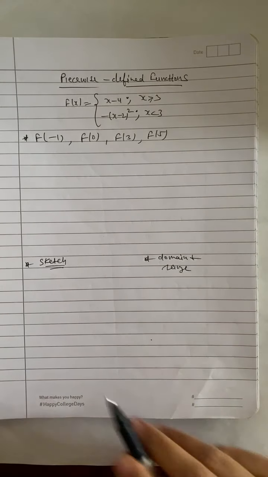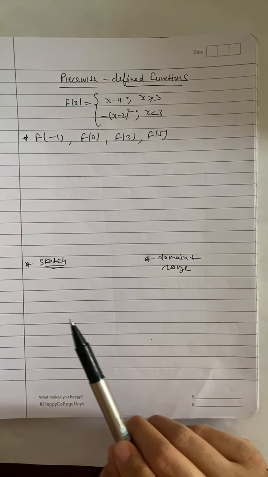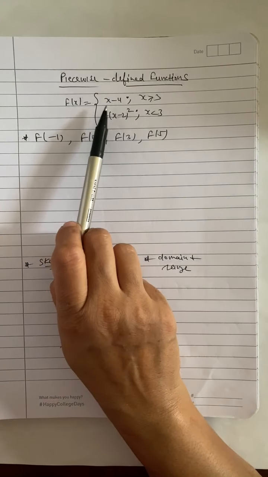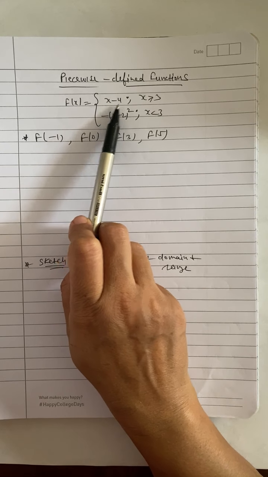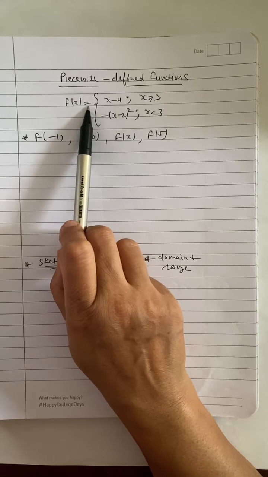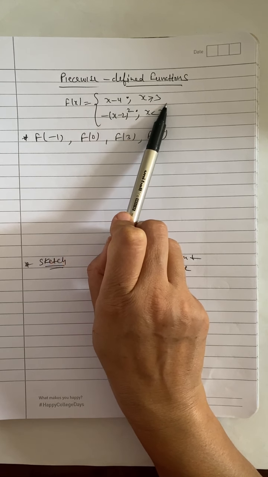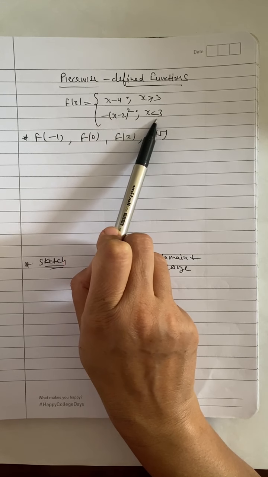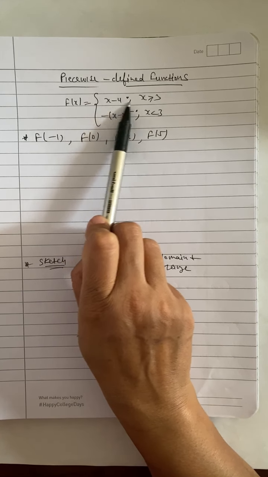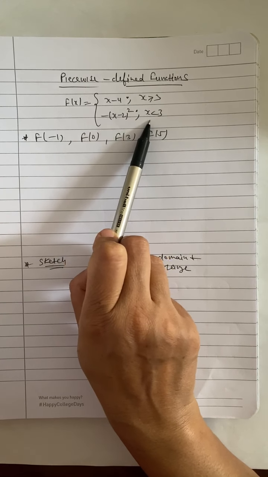In this lesson, I'm going to do one question on piecewise defined functions. A piecewise function is when you have more than one function given, with different domains. For example, here, f of x is x minus 4 when x is greater than or equal to 3, and f of x is negative (x minus 2) whole square when x is less than 3. So the function is linear when x is greater than or equal to 3, and quadratic when x is less than 3.